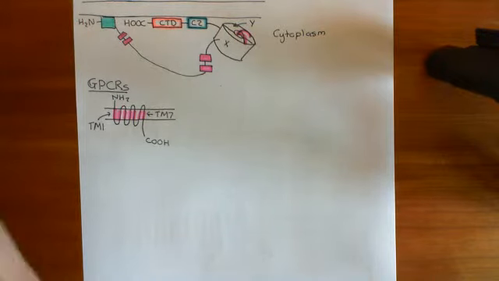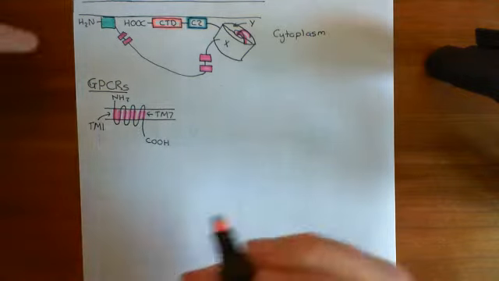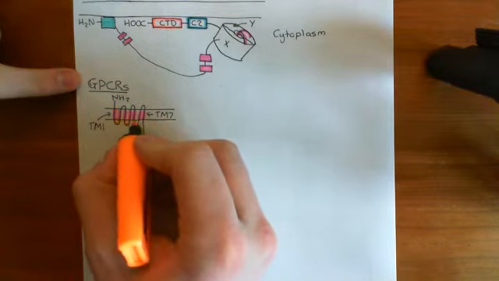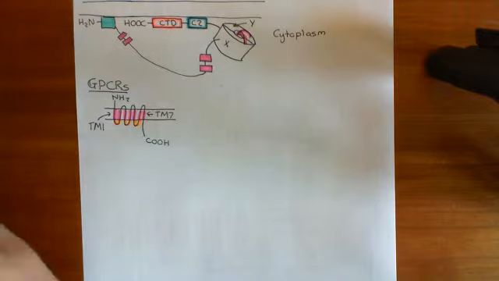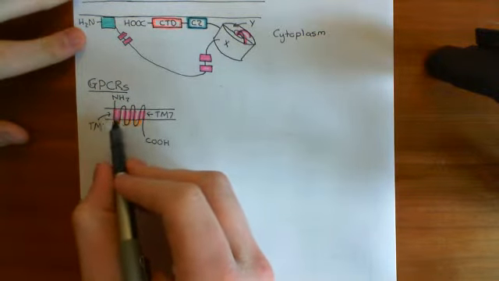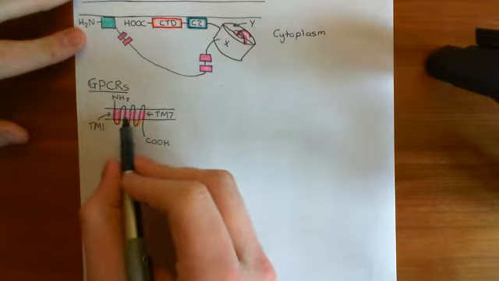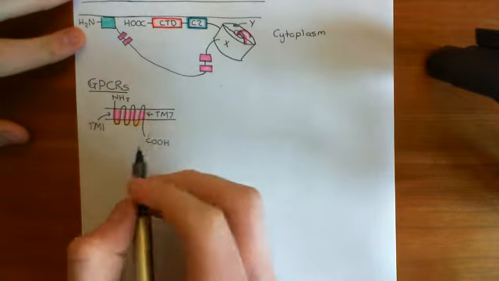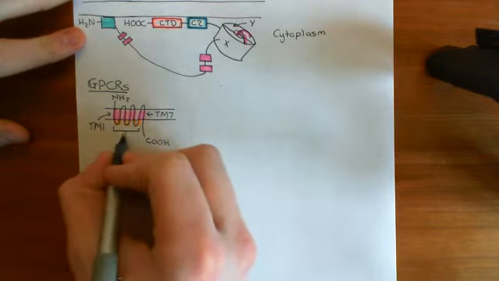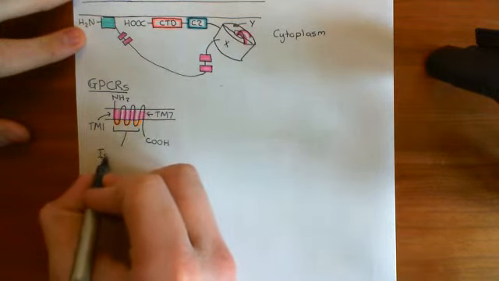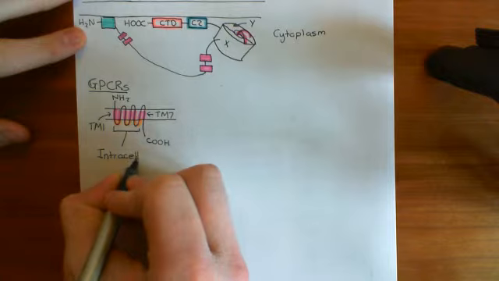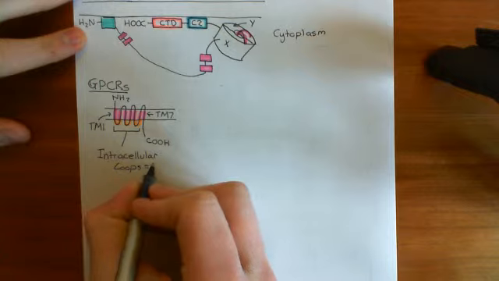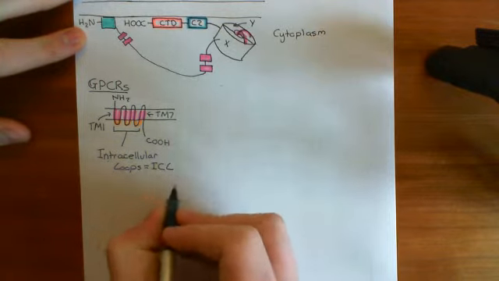You also have, and very important for the interaction with heterotrimeric G proteins, these intracellular loops between the membrane-spanning alpha helices, now highlighted in orange. We have 3 of these, one between the first and the second membrane-spanning alpha helix, one between the third and the fourth, and one between the fifth and the sixth. Collectively these are known as the intracellular loops, and for short, the intracellular loops are often abbreviated to ICLs. I for intra, C for cellular, L for loops.